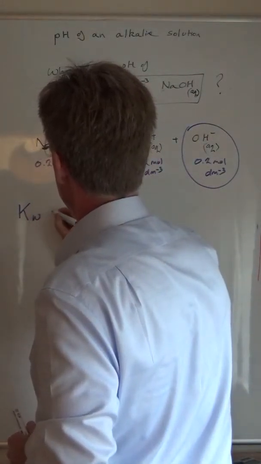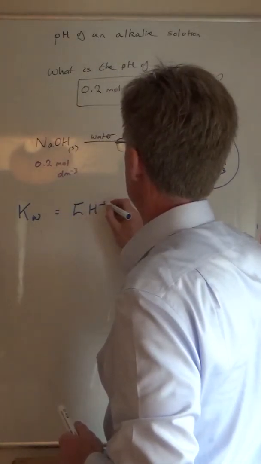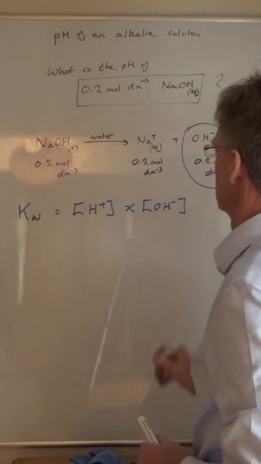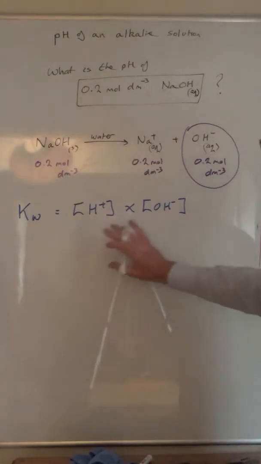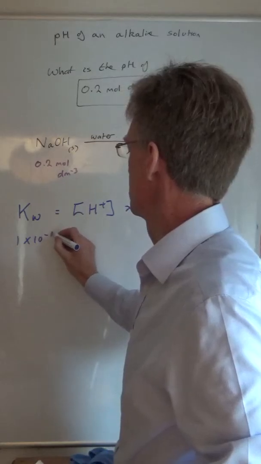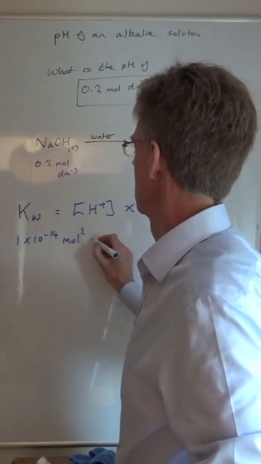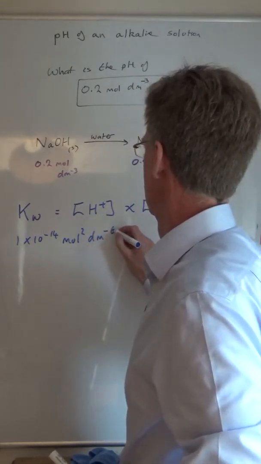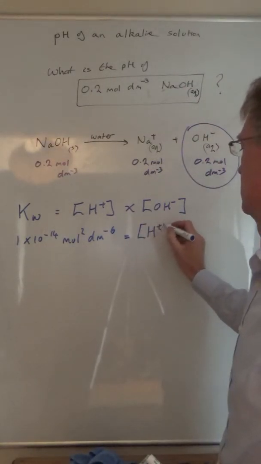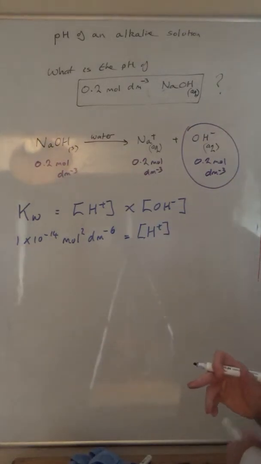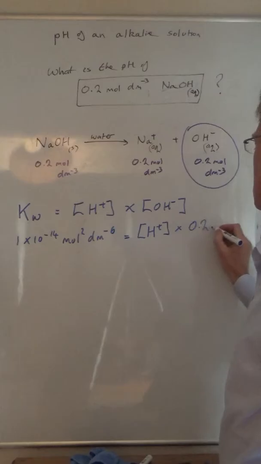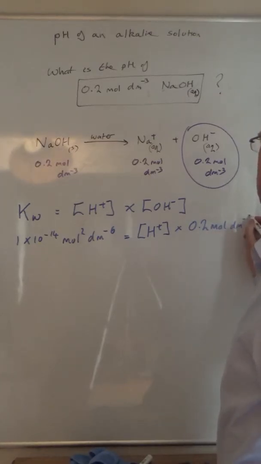So we know that the Kw is the concentration of hydrogen ions multiplied by the concentration of hydroxide ions. And this is temperature dependent, but at 25 degrees C it has a value of 1 times 10 to the minus 14 moles squared dm to the minus 6. And so we write in the H plus here that we're looking for, because once we've got this one we can calculate the pH, and this is going to be multiplied by the concentration of OH minus, which we have here. So this is 0.2 moles dm to the minus 3.